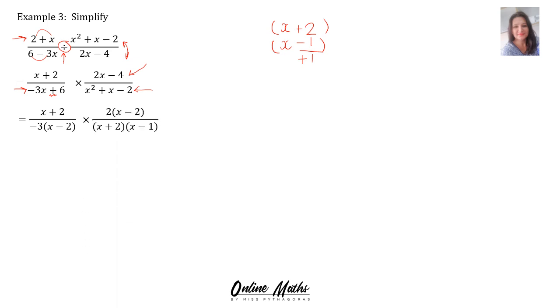Back to our sum. So what I did, I factorized the numerator and I factorized the denominator. So now I can say x minus 2 goes in itself once, x minus 2 goes in itself once. x plus 2 goes in itself once, x plus 2 goes in itself once. Nothing else can cancel. Therefore, on the numerator, I'm left with just 2 over minus 3 bracket x minus 1.